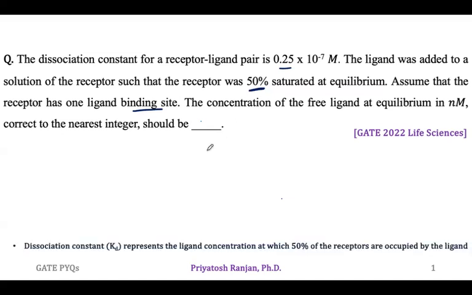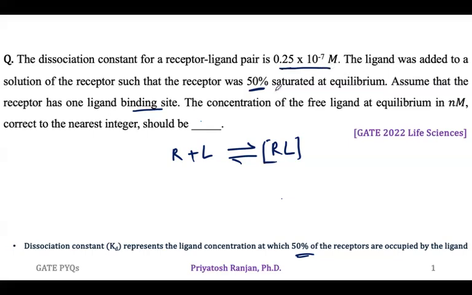Now, as we all know, the dissociation constant represents the ligand concentration at which 50% of the receptors are occupied by the ligand. So you have the receptor R, the ligand, and then you have the RL complex. So the Kd value is given as 0.25 × 10^-7 molar.